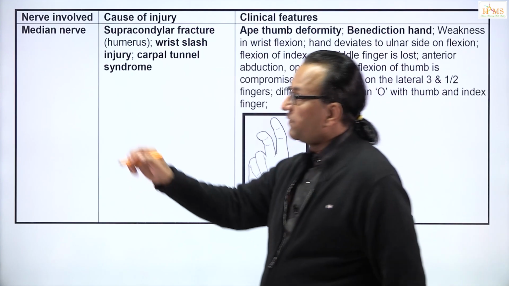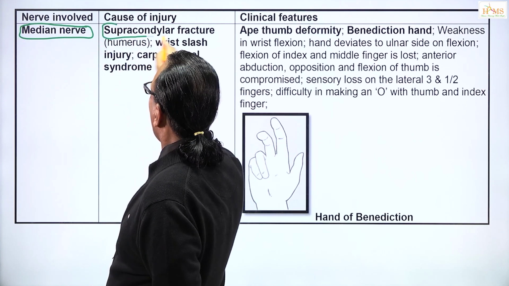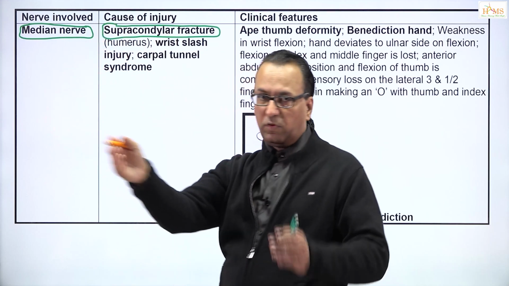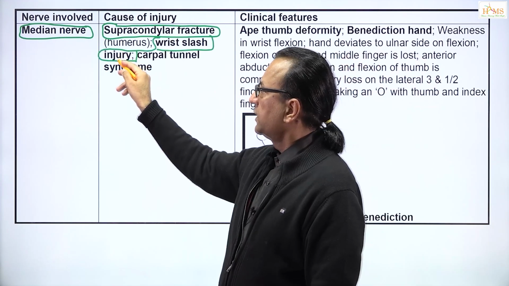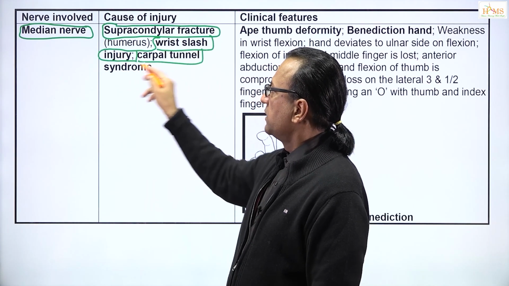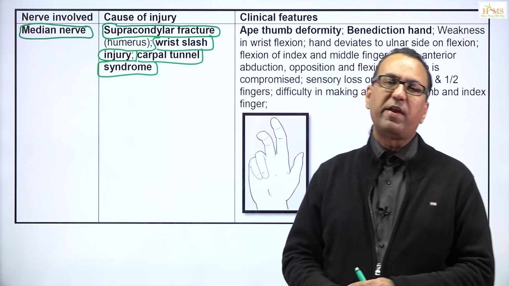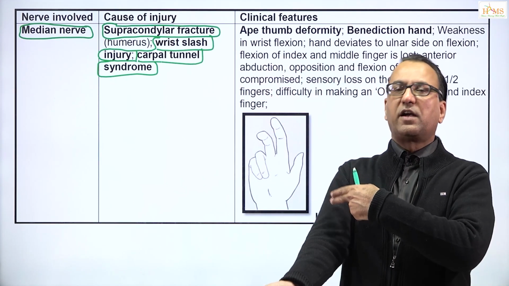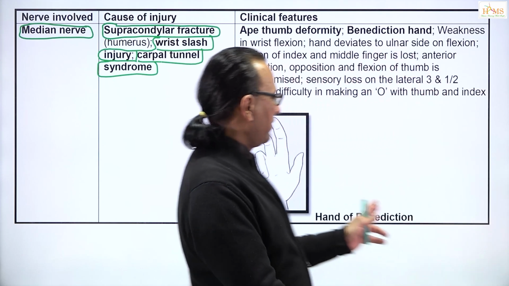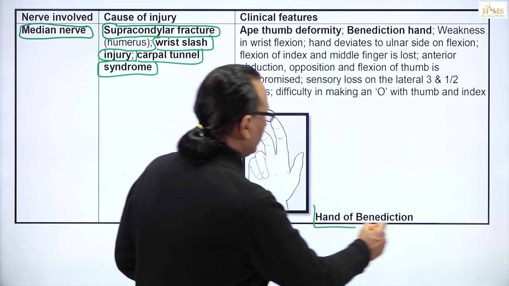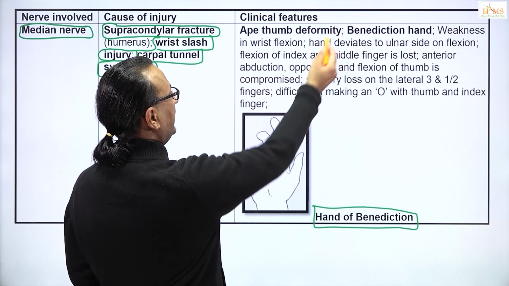In this table, as we discuss the median nerve injuries, we have one patient with a supracondylar fracture above the elbow joint, and then there is a case of wrist injury, and a third patient is having carpal tunnel syndrome, which will be at the level of flexor retinaculum. So we are discussing the median nerve lesions at a higher level, then at a lower level, and still more distal level. What we find in this table is the hand of benediction, and we will be discussing the details of this. In the next diagram, we can discuss some of the clinical features that will be evident there.